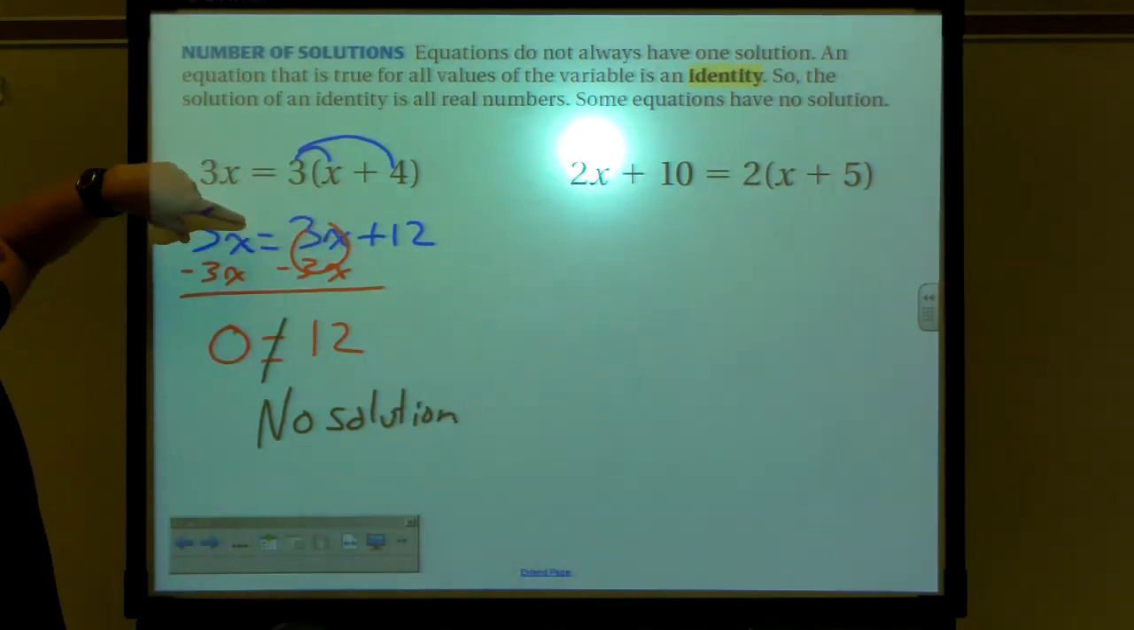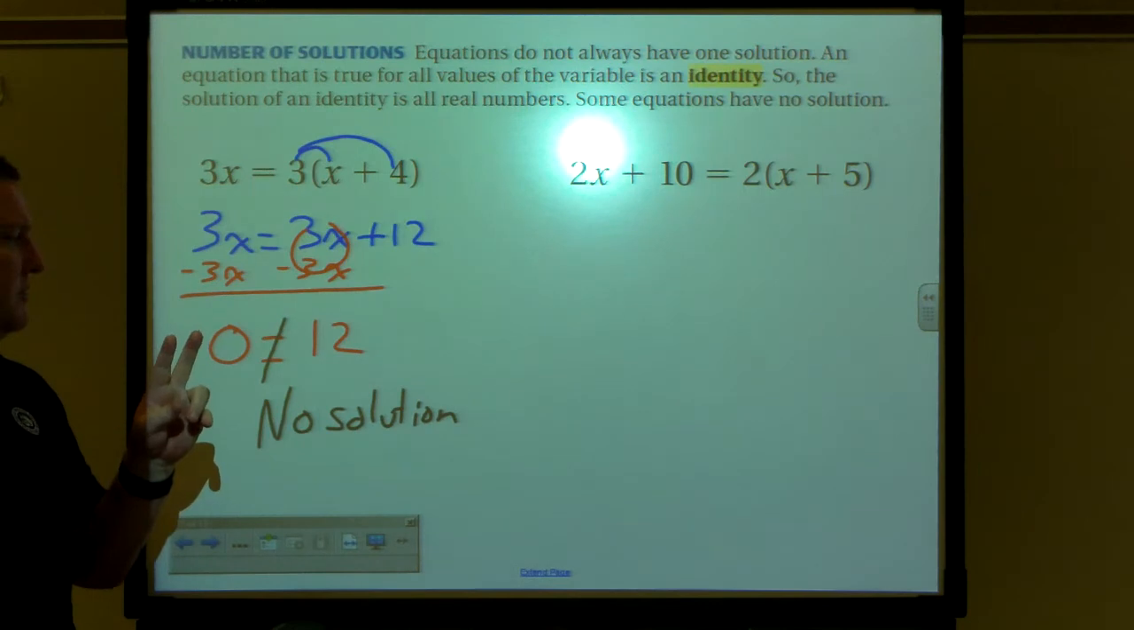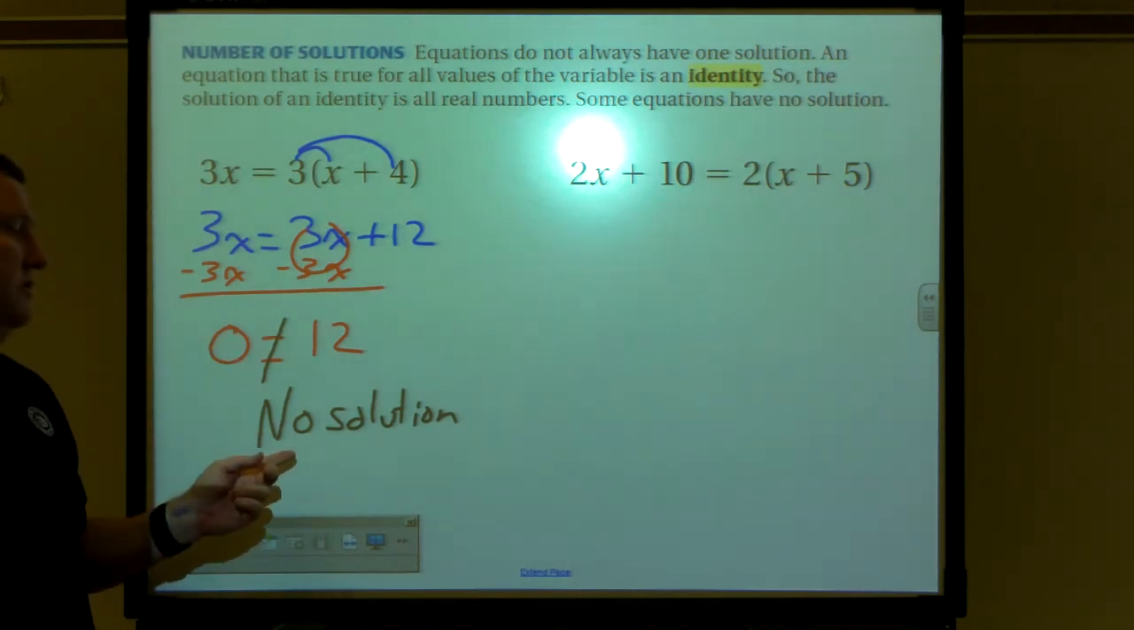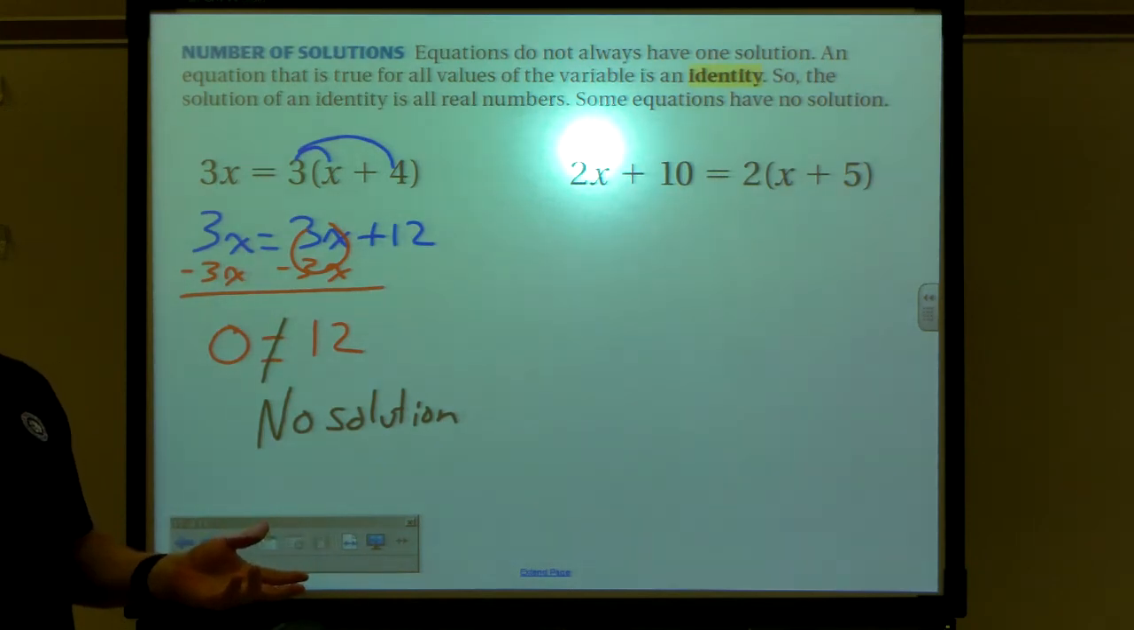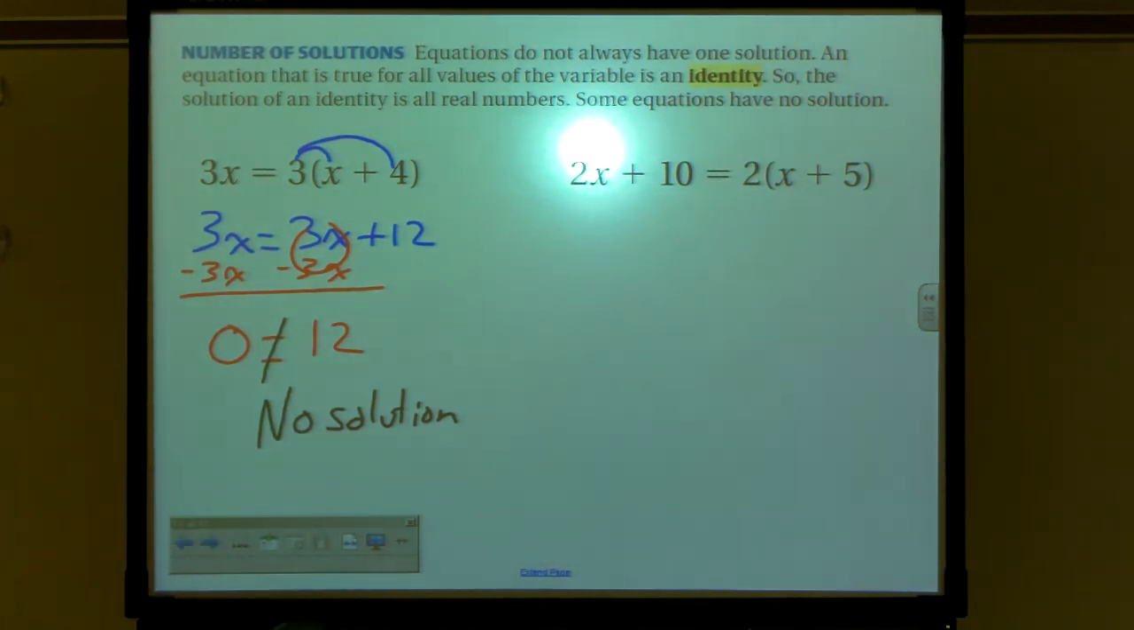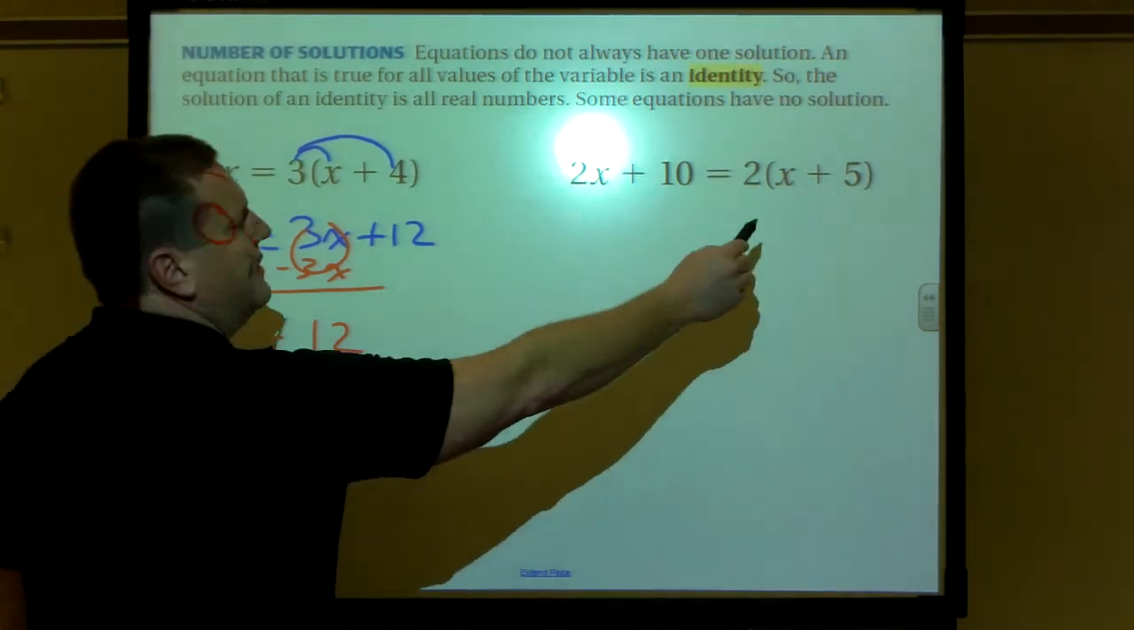So anytime your variable drops out of the problem, you've got one of two scenarios going on here. It's either no solution, or it's going to be an identity, in which case any number for the variable will work. So what does that look like? Let's go ahead and take a look at an example of an identity.